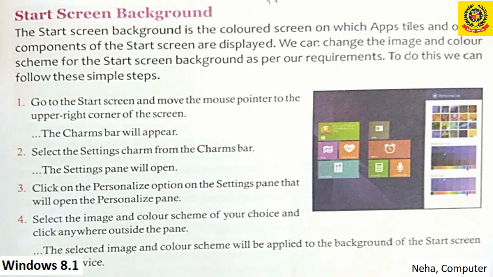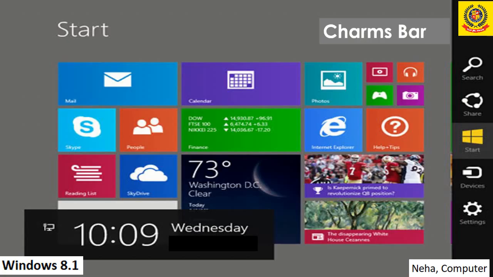So how can we do that? Let's see. So this is the start screen, and here on the right hand side we can see the charms bar. There are 5 components in the charms bar: search, share, start, devices, settings. So we are going to click on settings. It is at the bottom right. So we will click on settings.